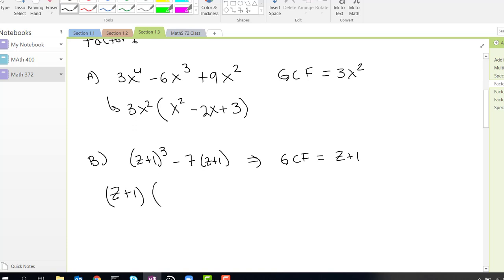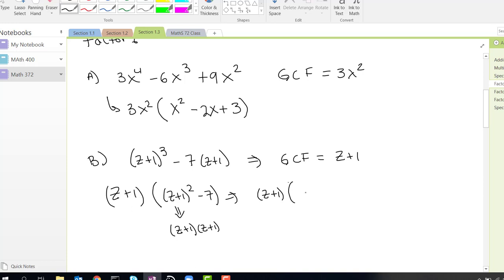And when we take z plus 1 out, what are we left with? Well, we're left with z plus 1 squared minus 7. And at this point, you can continue to simplify that. So it'll be z plus 1. And now I can square out the z plus 1 squared. And remember, z plus 1 squared means z plus 1 times itself.